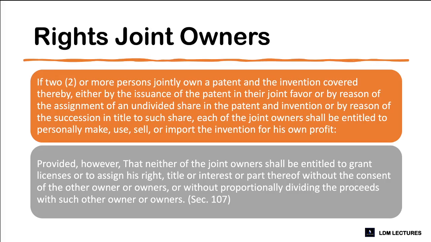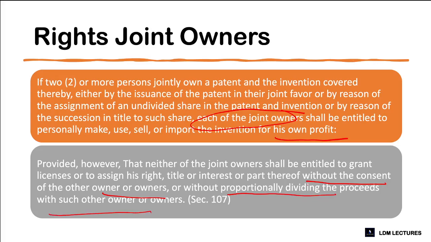How about the rights of joint owners? So if two or more persons jointly own a patent and the invention covered thereby, either by the issuance of the patent in their joint favor or by reason of the assignment of an undivided share in the patent and invention, or by reason of succession, entitled to such share, each of the joint owners shall be entitled to personally make, use, sell, or import the invention for his or her own profit. So each joint owner, provided that neither of the joint owners shall be entitled to grant license or to assign his right without the consent of the other owners or without proportionally dividing the proceeds with such owner or owners.